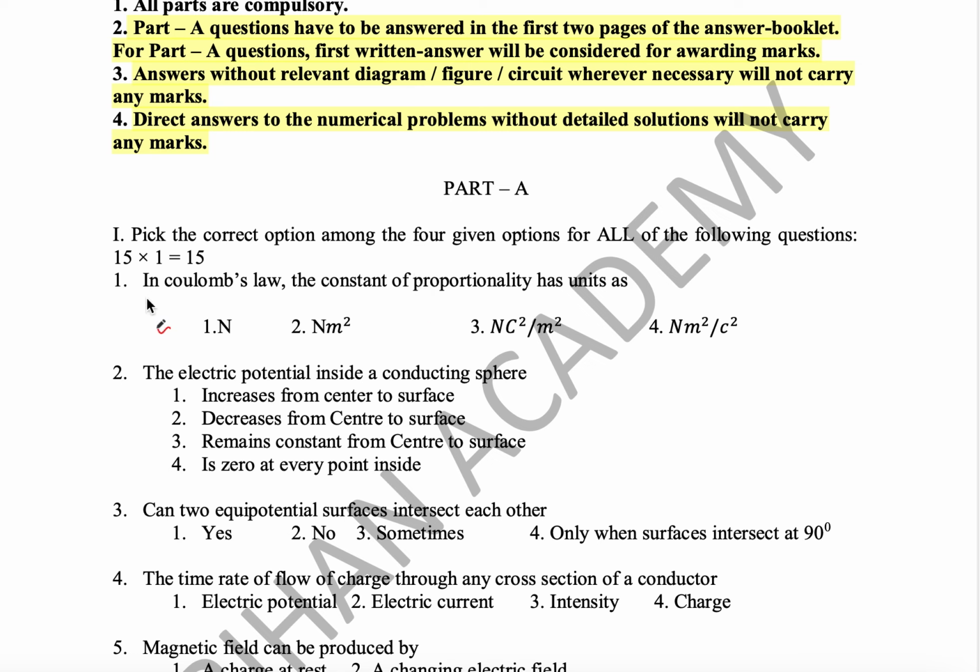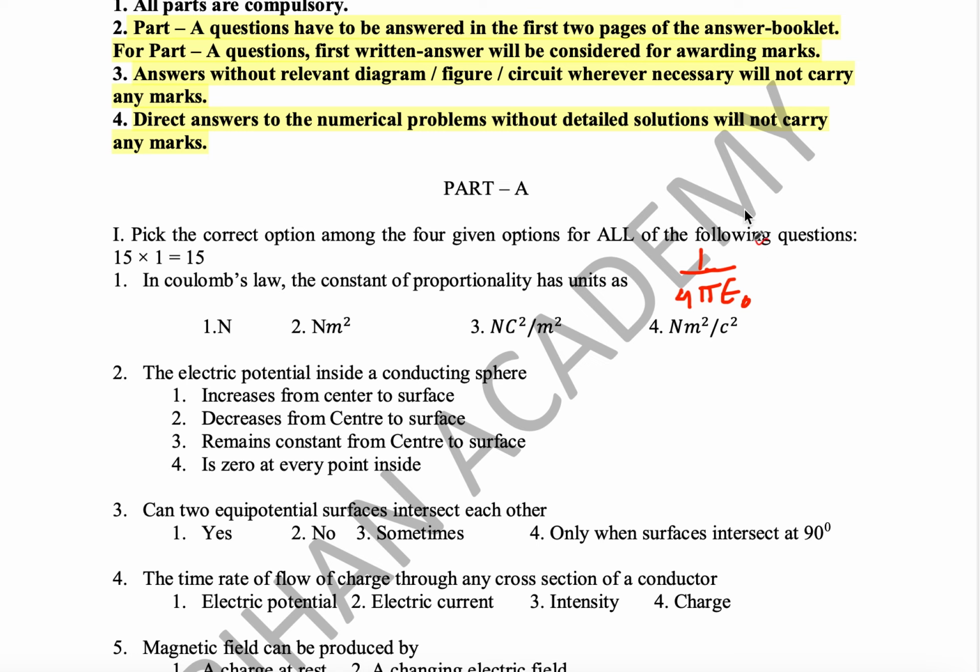Okay, so the first question: in Coulomb's law, the constant of proportionality has units. The constant of proportionality in Coulomb's law means 1 by 4 pi epsilon naught. So what is the unit of 1 by 4 pi epsilon naught? Here 1 by 4 pi is the constant value. There are no units for it, but there are units for epsilon naught. So here we have to take the reciprocal.